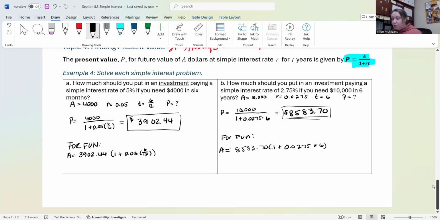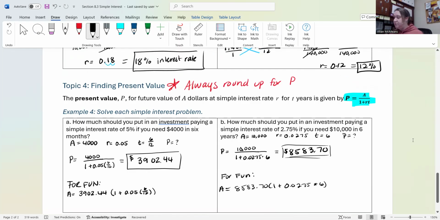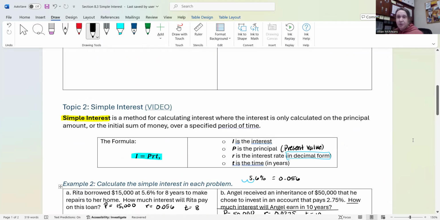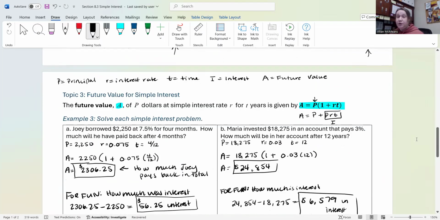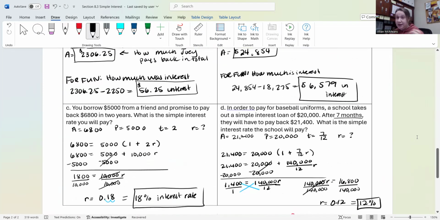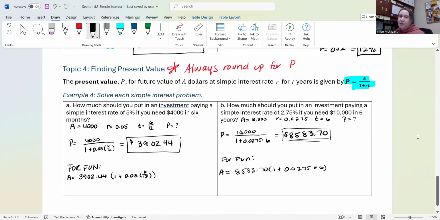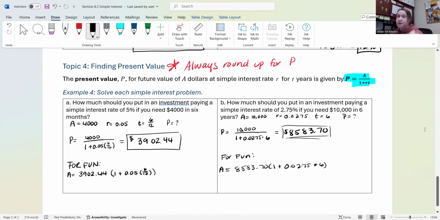So there you have it. We have calculated just plain old interest, simple interest. We have calculated future value with interest. We have calculated R with future value with interest. And then we have calculated P. And remember, with P, we round up. Okay, so that's it for simple interest. In the next section, we'll talk about compound interest, which is a different critter entirely.